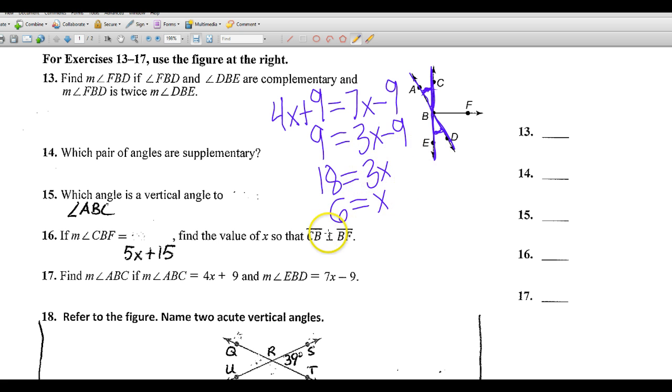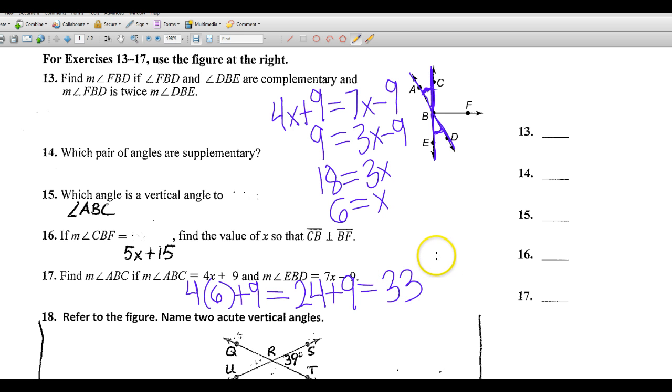Take that back to the original problem, which says find the measure of ABC. So ABC is 4x plus 9. So we need to substitute our x in. And so we get 33 degrees.